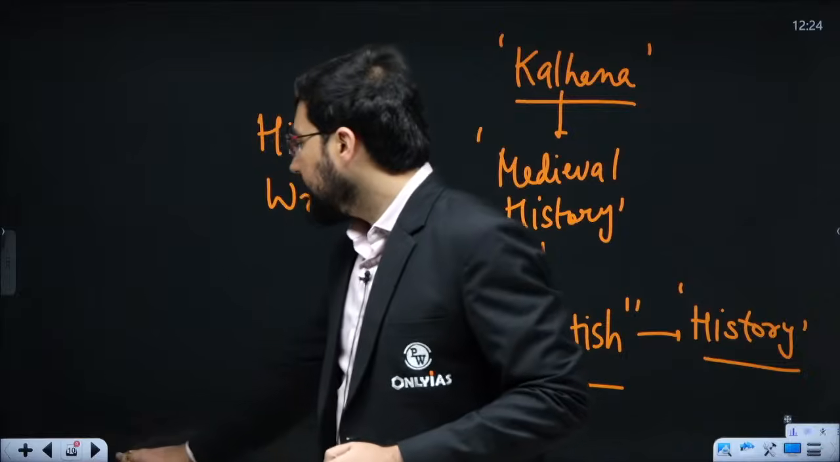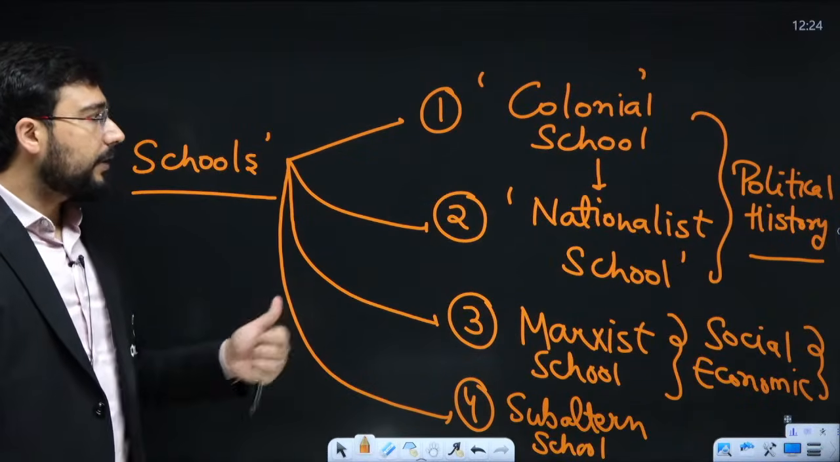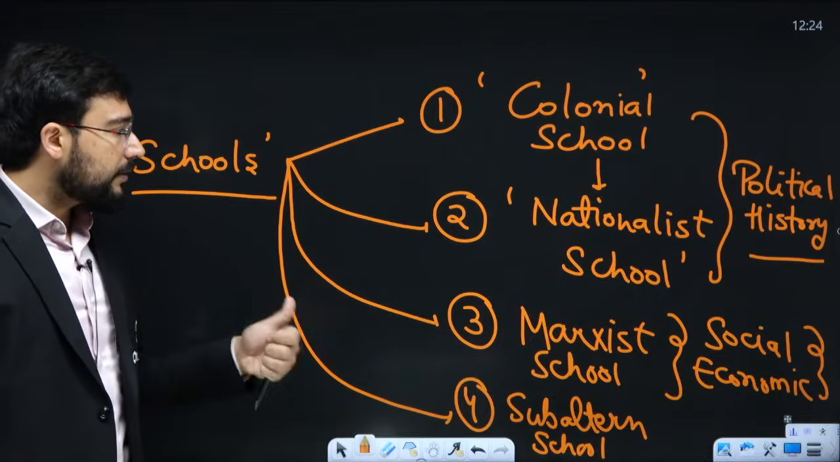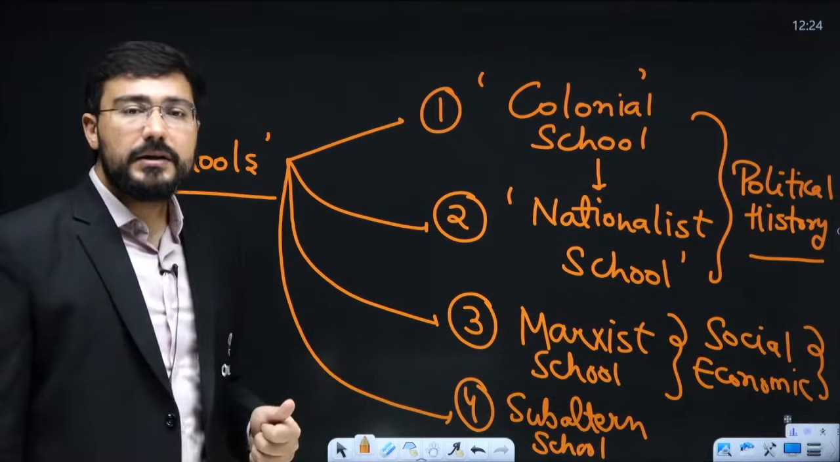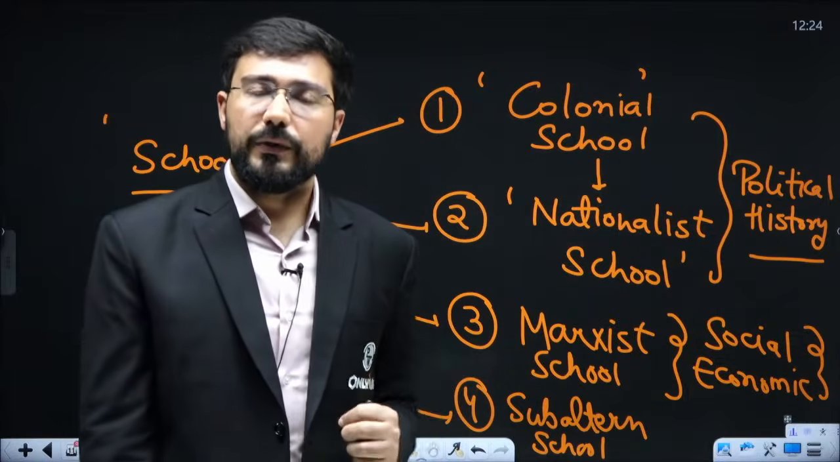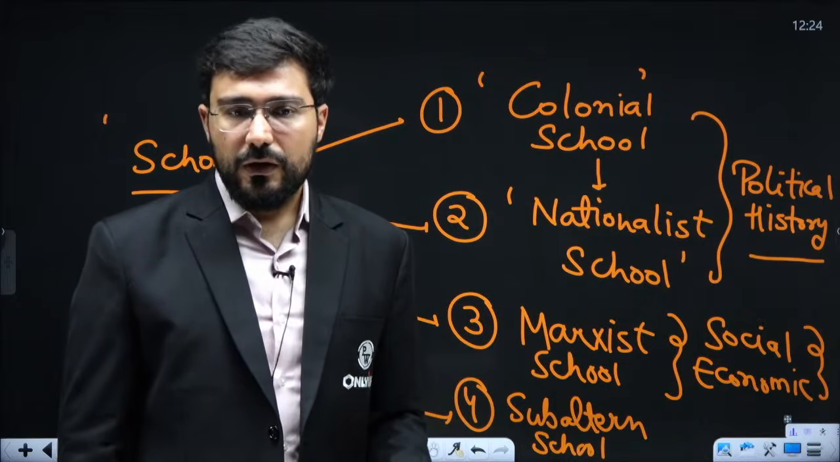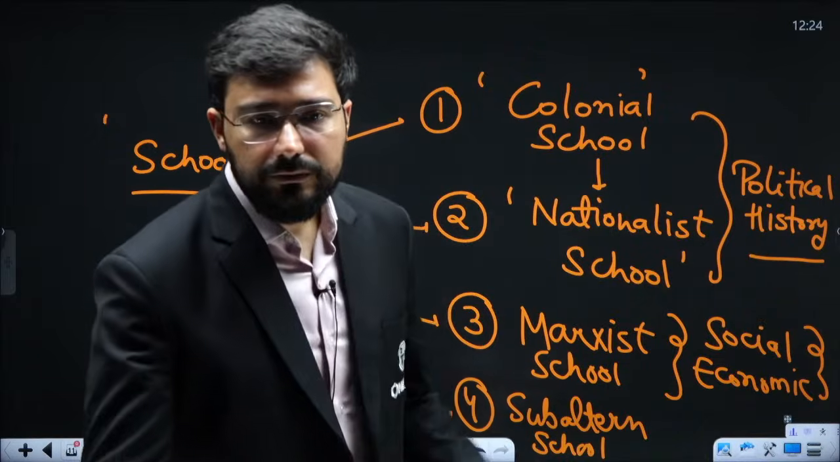On the basis of this, we have discussed that four schools have emerged which have written about Indian history: colonial school, nationalist school, Marxist school, and finally the subaltern school. So these are the four schools which have developed over a period of time, who have written a lot about all of us. Okay, I hope this is clear to everyone.